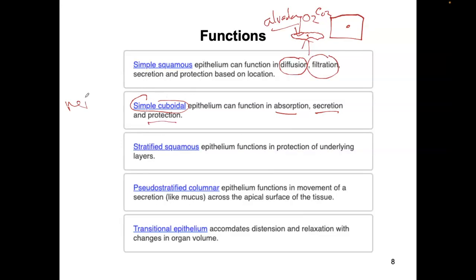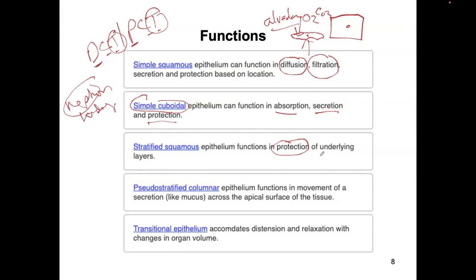Simple cuboidal is found in the nephron, and the nephron is part of the kidney, and the parts of the kidney are called the distal convoluted tubule and the proximal convoluted tubule. Distal convoluted tubule and proximal convoluted tubule. Remember where epithelium can be found in tubules. And we said the nephron is loaded with tubules. Now, stratified squamous, this is found in areas that are involved in protection of underlying layers. When I think of stratified squamous, I'm going to think of the skin and the epidermis, the top layer of the skin. Okay, the very, very top layer.